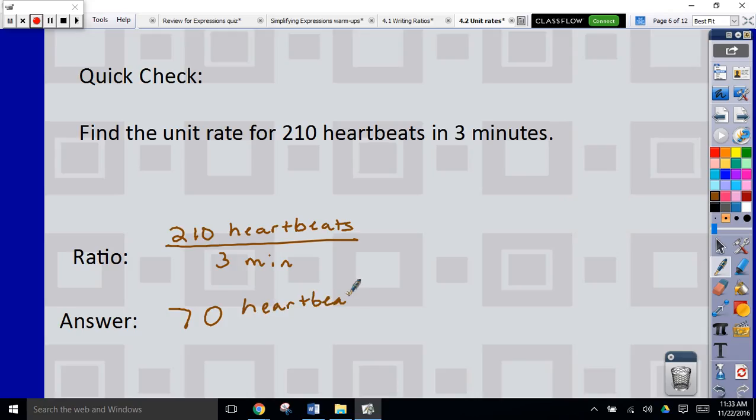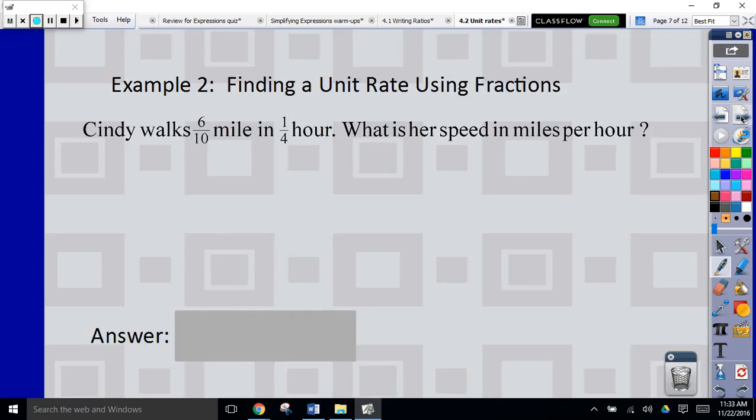heartbeats per minute. Okay, any questions so far about how to do unit rates? Okay, let's go on. The next example has fractions in it.